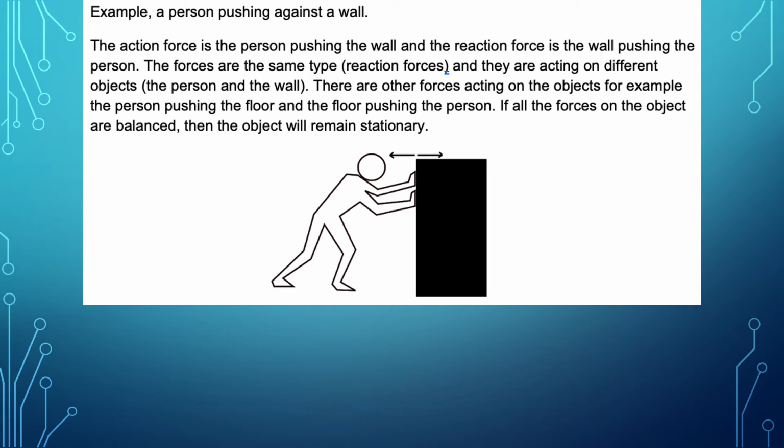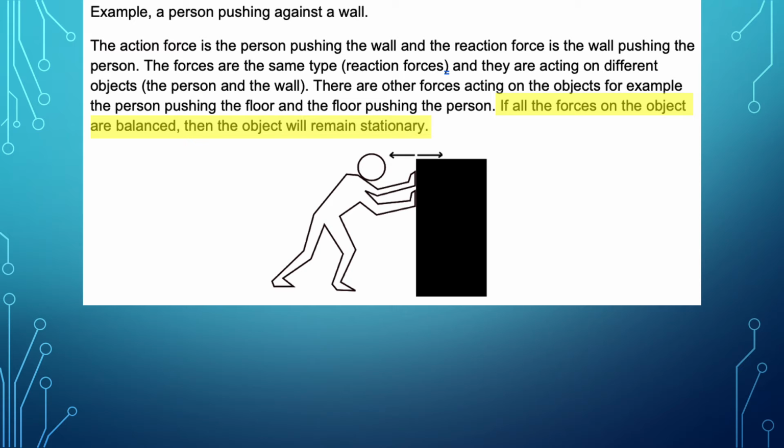There are other forces acting on the objects. For example, the person pushing on the floor and the floor pushing on the person. So these are actually different systems of interest, right? Because we're not looking at just the reaction forces. Now we're looking at a reaction force in a different situation. So if all the forces on the object are balanced, then the object will remain stationary. Okay?